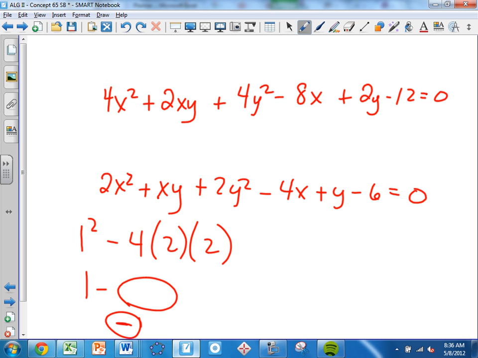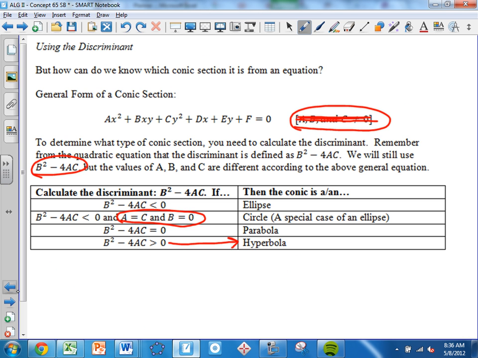If it's negative, we go back to our chart and look. When it's negative, it's either an ellipse or a circle. Which one is it? It's a circle. Oh, it's an ellipse. It's a circle. Because A and C are equal. Okay, A and C are equal, so you want to say circle, don't you? But is B 0? It's an and statement.